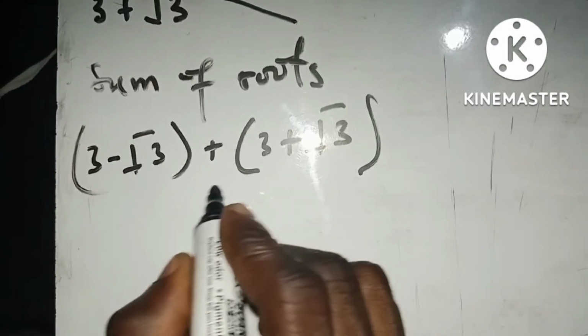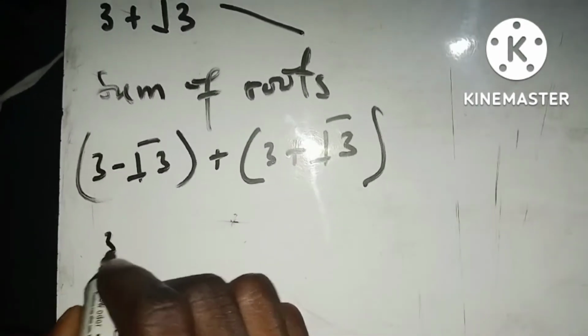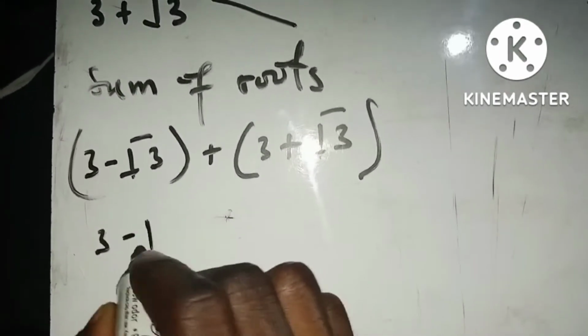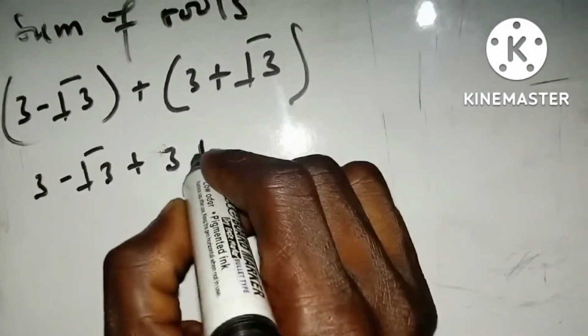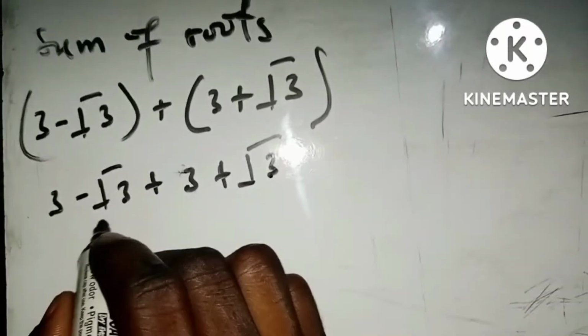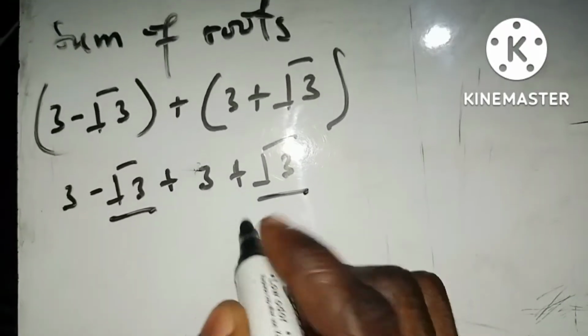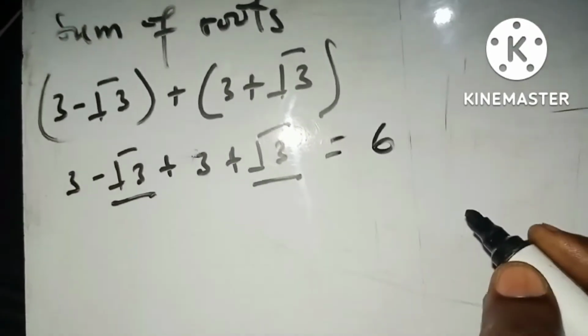How do you add this? You just need to take the brackets off. You have 3 minus root 3 plus 3 plus root 3. The root 3 terms cancel out, so the result is that we have the answer equal to 6.